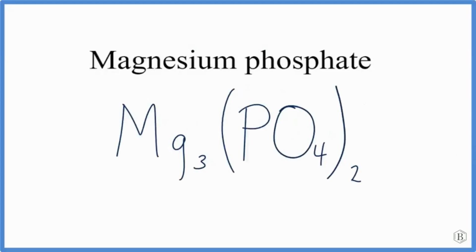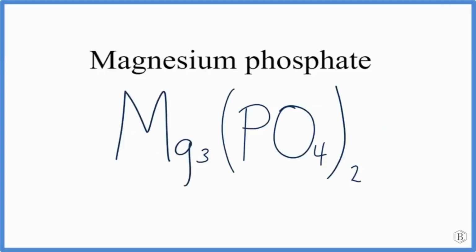We do need to check our work though. Remember, magnesium was a +2, phosphate was a -3. 3 times +2, that's +6. 2 times the -3, -6. Charges cancel out, net charge is 0. This is the correct formula for magnesium phosphate. We'll clean it up a bit, and that's it.